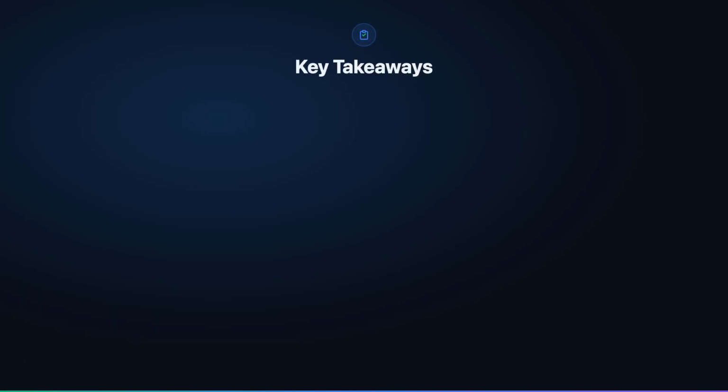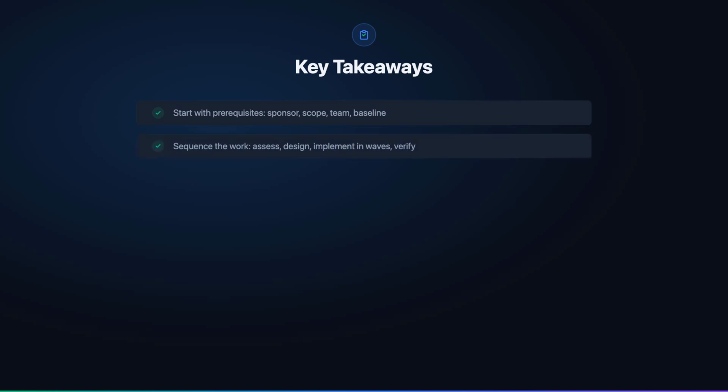Let us recap the key takeaways for implementing a ROPA, record of processing activities. Begin with prerequisites: sponsor, scope, team, baseline. Skipping these costs more than they take. Sequence the core work: assess, design, implement in waves, verify. Out-of-order work is wasted work.